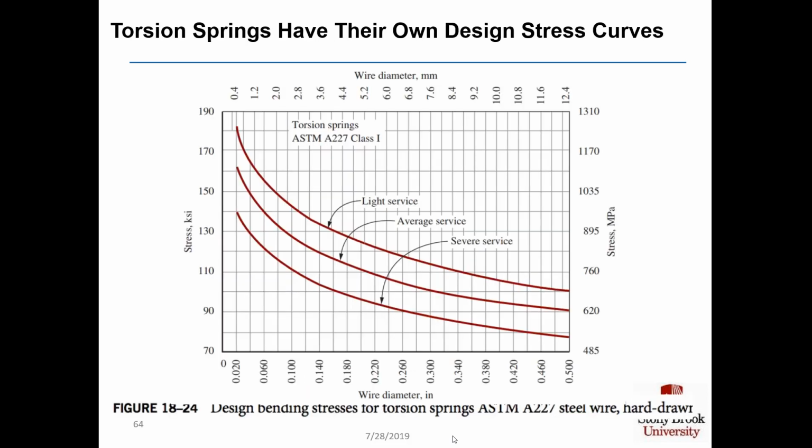Torsion springs have their own design stress curve. Same concept: light service, average service, severe service. Stress is on the y-axis, wire diameter on the x-axis, but the curves are at different values of stress and have different slopes.